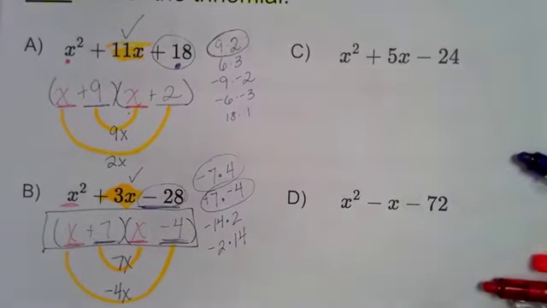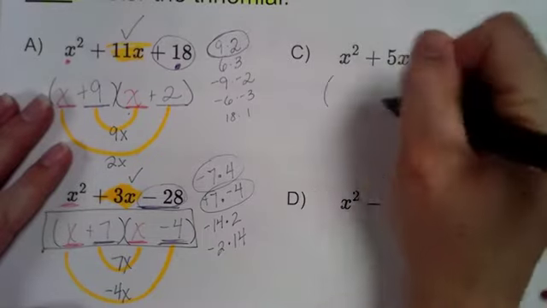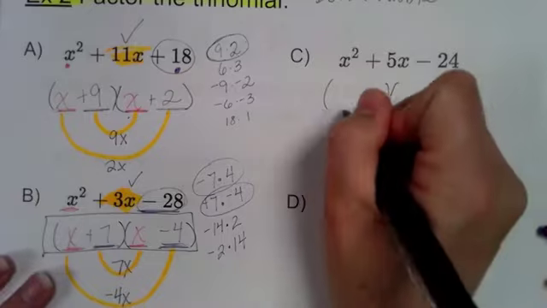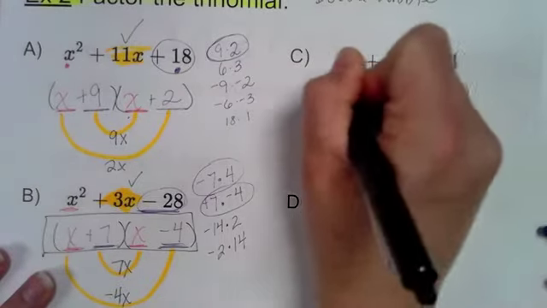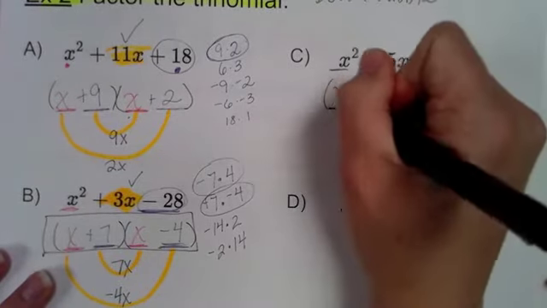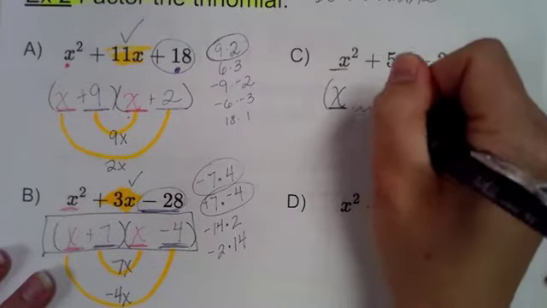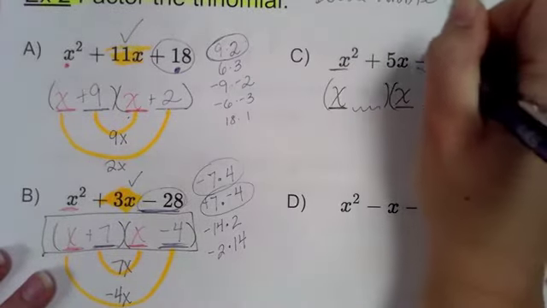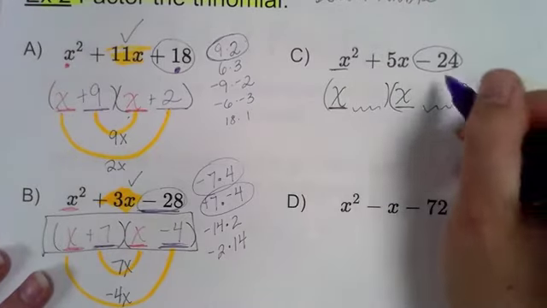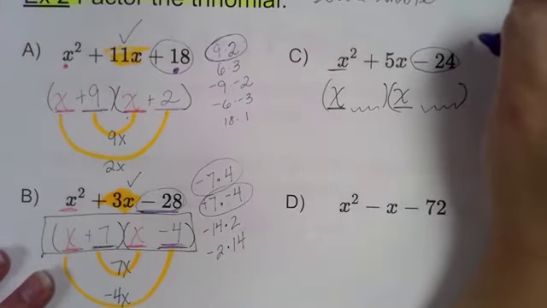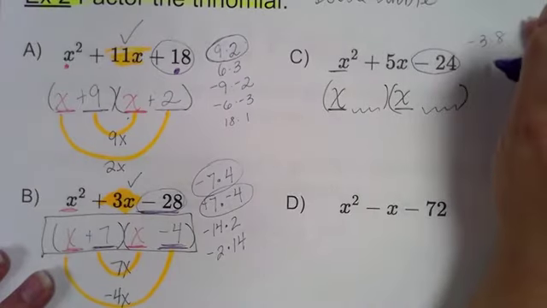x squared plus 5x minus 24. We're going to double bubble. Ladies and gentlemen, what times what is x squared? x times x is x squared. Very good. Last times last has to be negative 24. What times what is negative 24? Okay, negative 3 times 8 and negative 8 times 3.